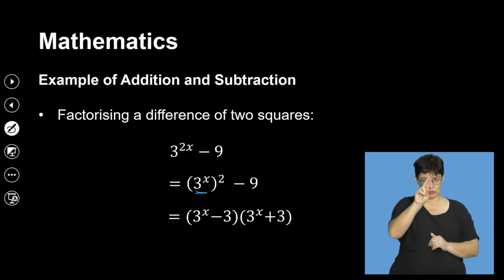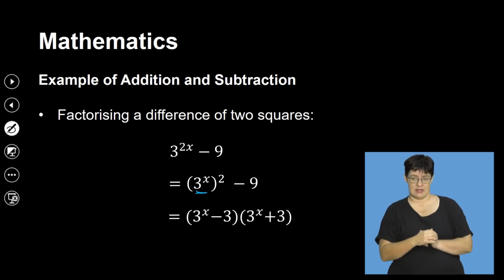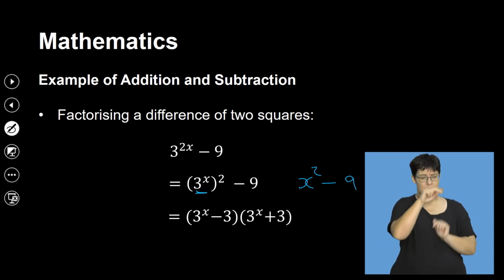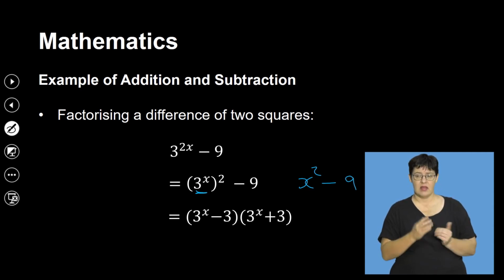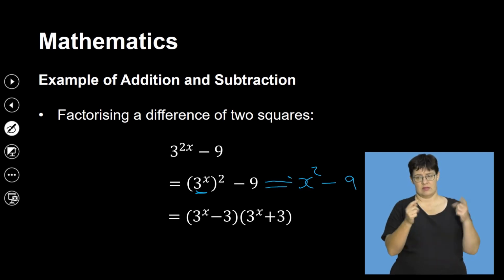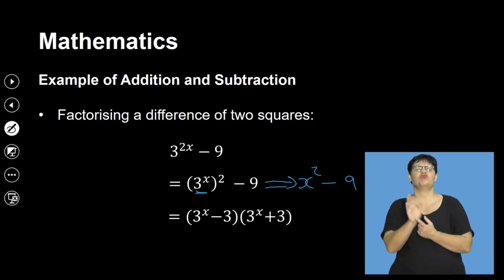So remember that this is a difference of two squares. It's the same as me having x squared minus 9, right? Then I can factorize that using the difference of two squares, right? This is just an approximation just to show you what it means.